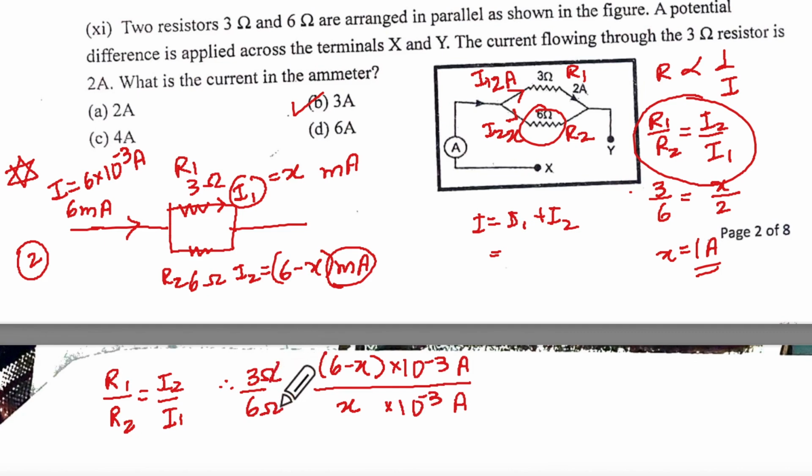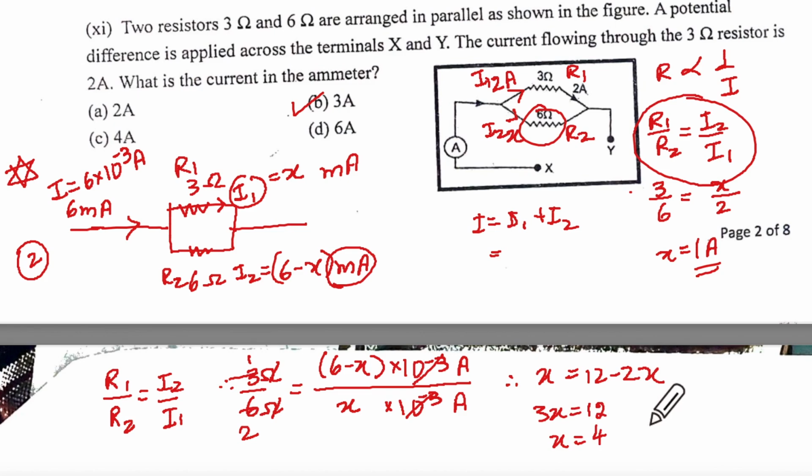Then ohm gets cancelled over here. 10 to the power minus 3 got cancelled over here. So this is 3 ones and 3 twos. If you cross multiply, you will get 3x equal to 12 minus 2x. So 3x is equal to 12 and x is equal to 4. Understanding? So you are going to say, therefore I in 3 ohm is going to be 4 milliampere.